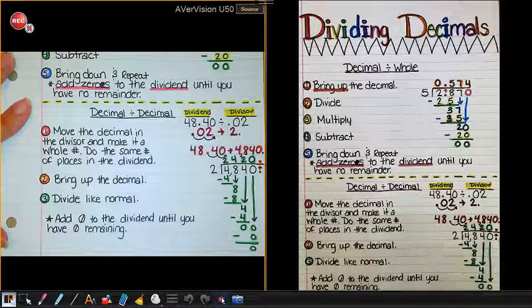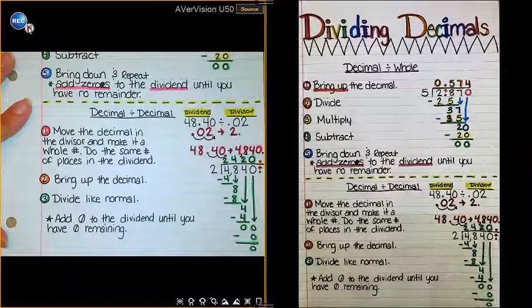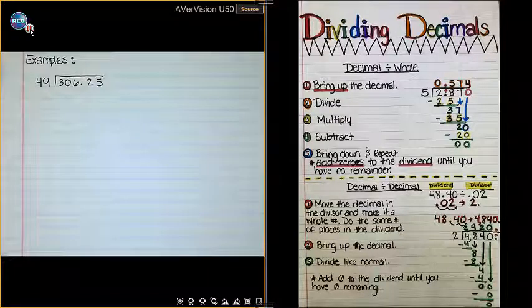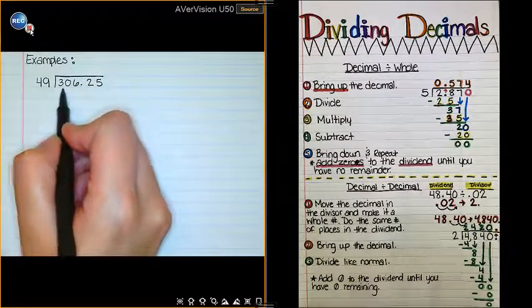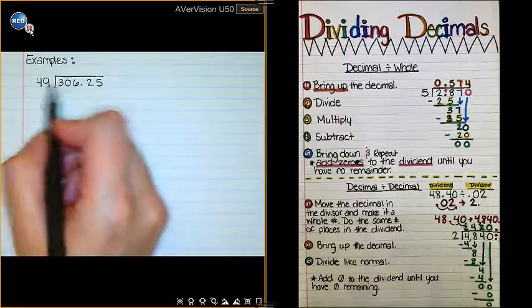So now let's go ahead and take a look at some examples that we can do for dividing. I'm going to leave up that anchor chart on the side so we can look back and reference which one we're going to have to use. Let's get started. Here's our first example. 306.25 divided by 49. Here we are going to be using the decimal divided by a whole number.